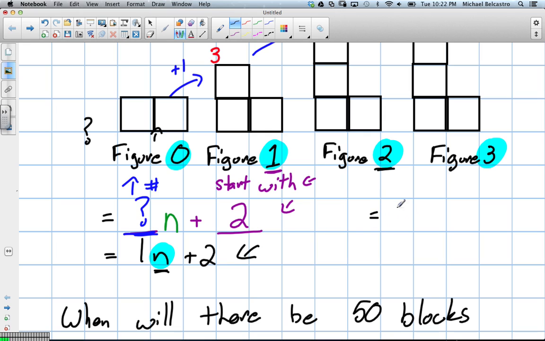So we're going to say is equal to 1 times figure 2. All right, we replace the n with 2. Does that make sense, what we just did there? Yeah. For figure 2 plus 2. Well, what's 2 times 1? That's what that means.